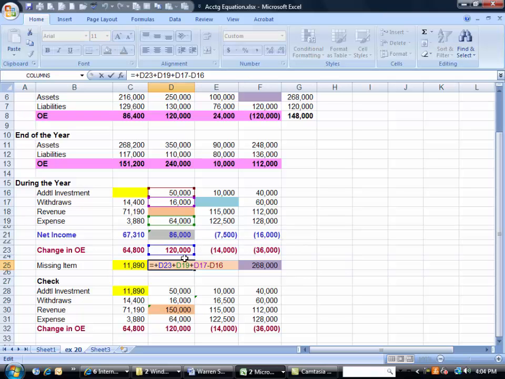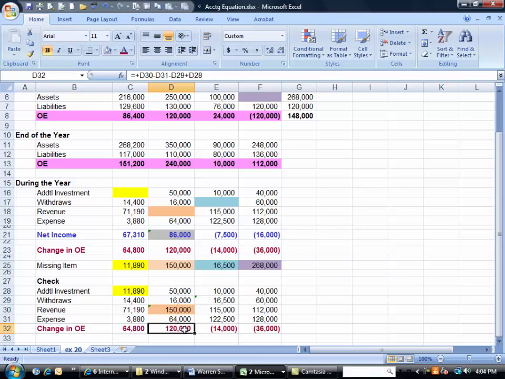So I want you to go back through this. If you have to watch this lecture a couple of times, go ahead. But you back into the numbers. Coming down below to prove myself out, here is my revenue less my expenses, my net income, less my withdrawals, plus my additional investment. So these numbers are the same. My change in equity is the same. Now I can back into my net income. Once I know my revenue, my net income is revenue less expense.